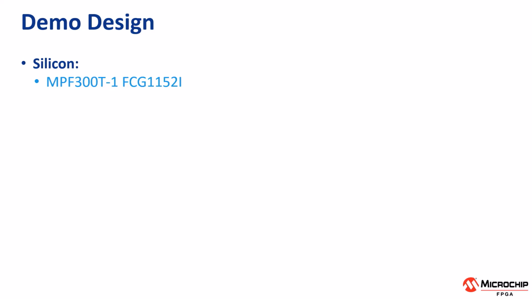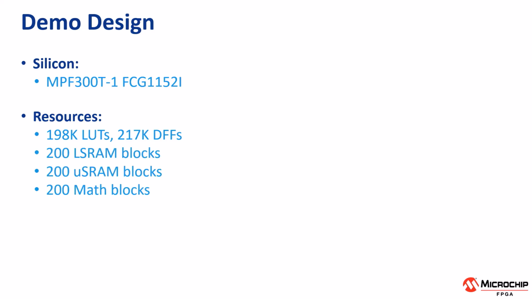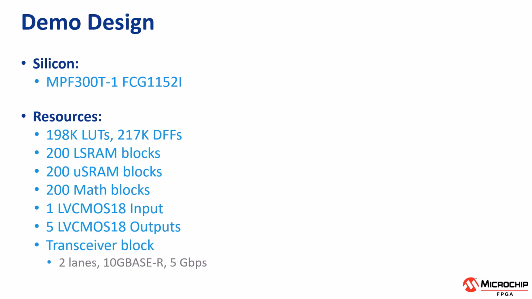The demo design is implemented in a PolarFire MPF300T 300,000 LUT FPGA in the FCG1152 package in the industrial temperature grade. The fabric logic consists of 198,000 LUTs and 217,000 D flip-flops. There are 200 LSRAM blocks, 200 micro SRAM blocks, and 200 math blocks. There is one LVCMOS 18 input and 5 LVCMOS 18 outputs. The transceiver block has two lanes running 10GBASE-R at 5 gigabits per second.